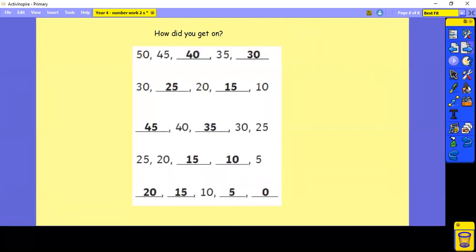How did you get on? So pause this whilst you mark yours. How did you do? You have been doing really well with counting backwards in steps of 5.